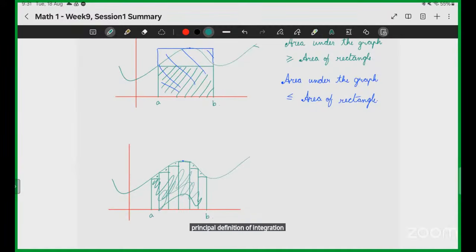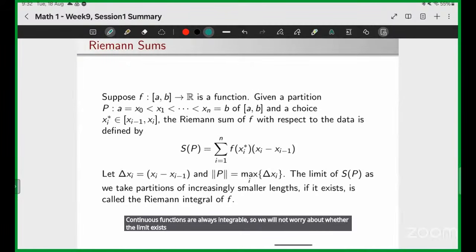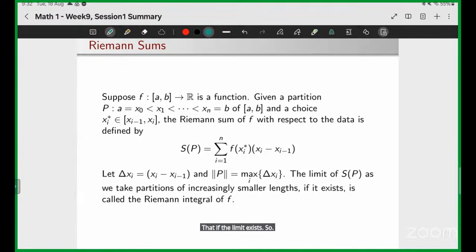And continuous functions are always integrable, so we'll not worry about whether the limit exists. Here I have written that if the limit exists. So the information in this slide is a little bit overwhelming. So let's go through it carefully.